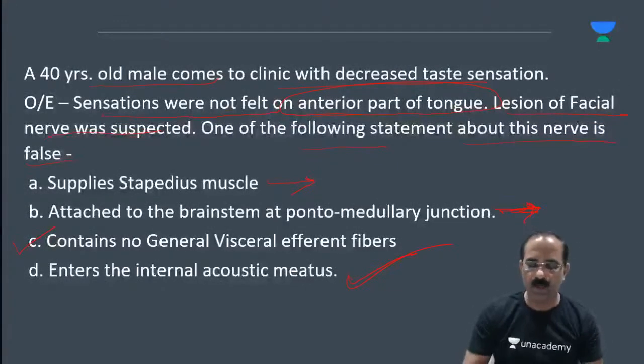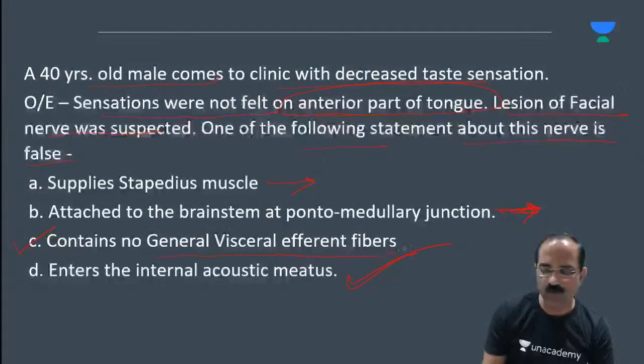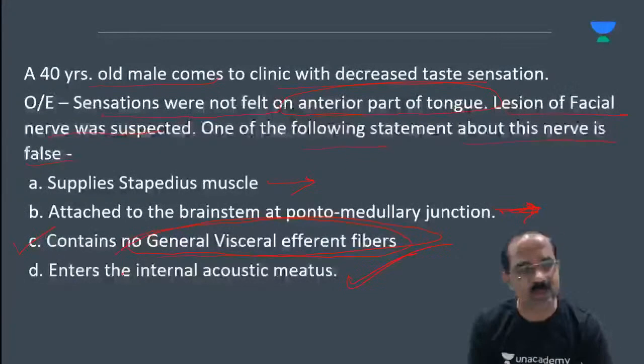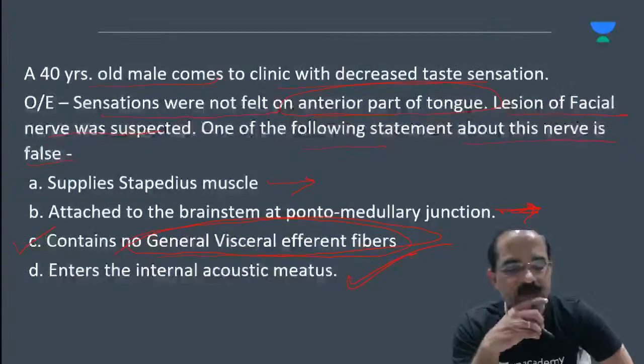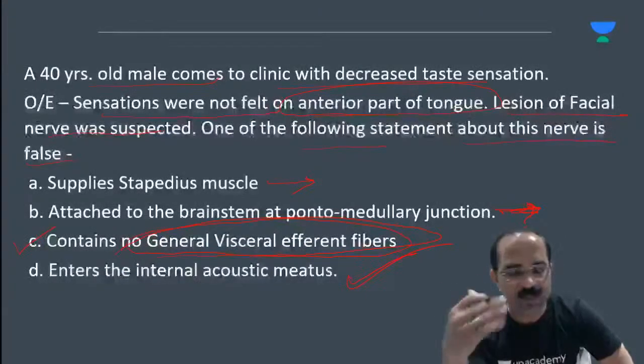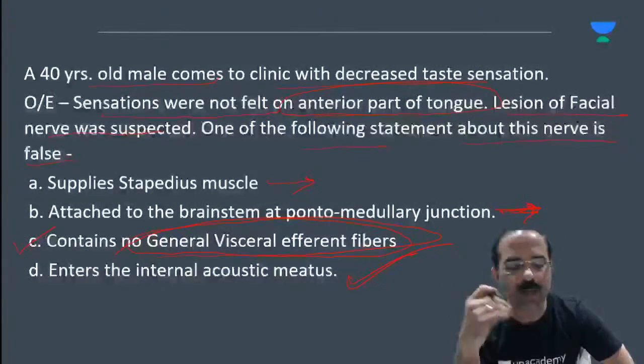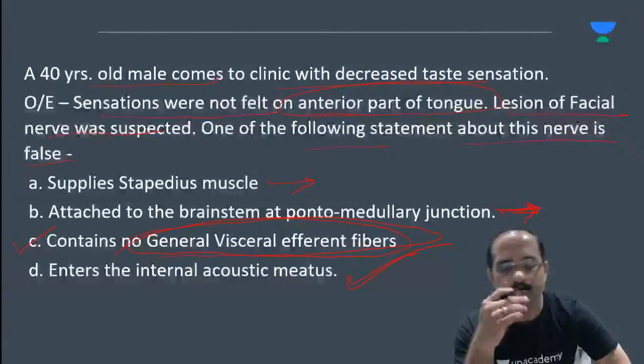Contains no general visceral efferent fibers. What do you say, children? What does the general visceral efferent fiber supply? Anyone? What does the general visceral efferent fiber supply? You can answer this.